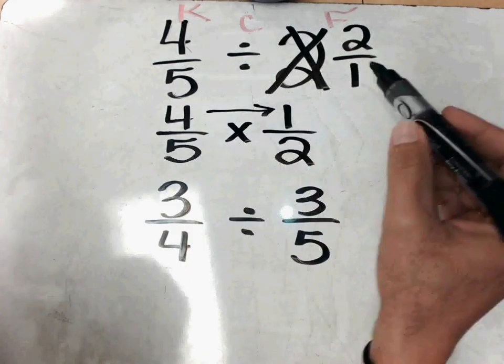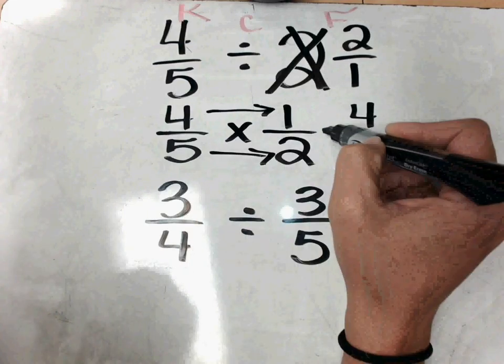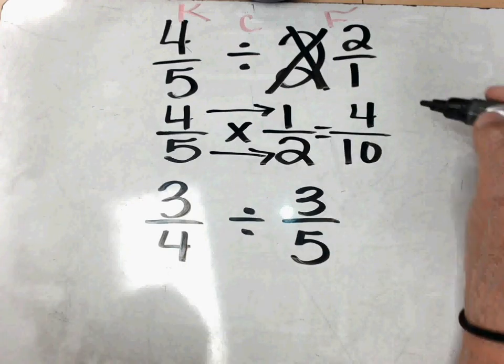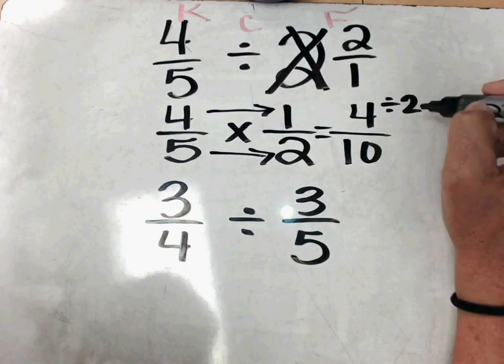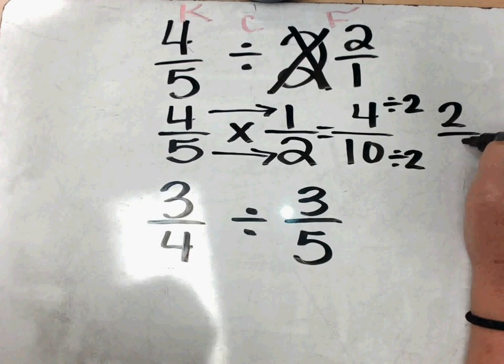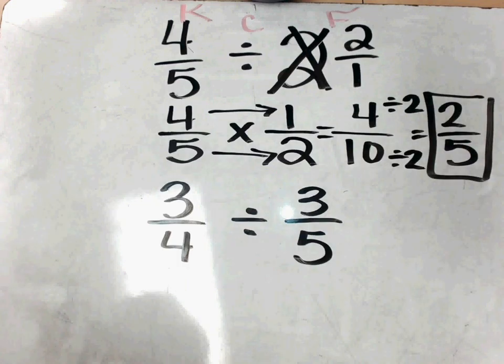4 times 1 is 4. 5 times 2 is 10. But instead of 4/10, we have to simplify that because 2 goes into both of those to 2/5. So our final answer would be 2/5.